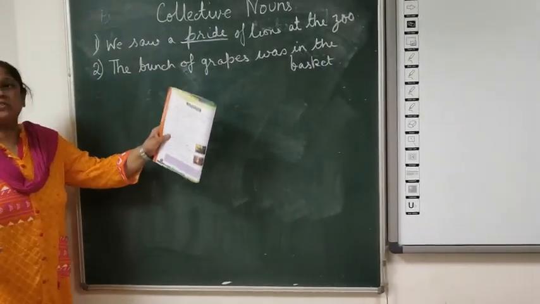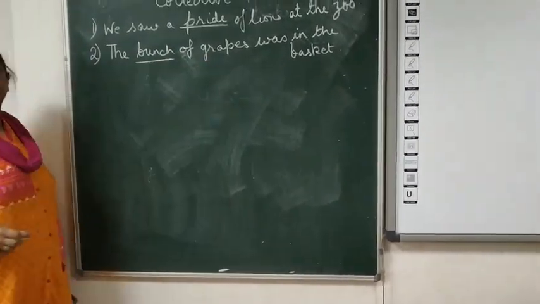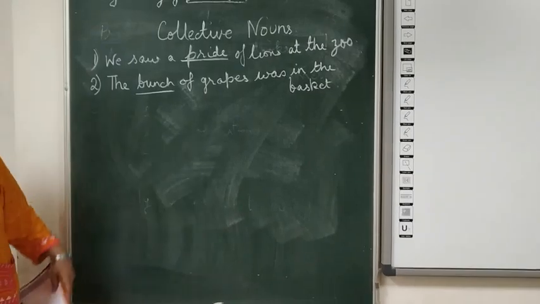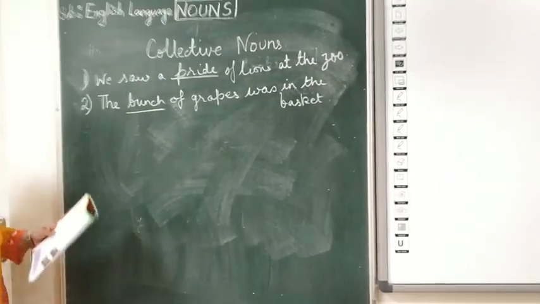The bunch of grapes was in the basket. So bunch, lots of grapes when taken together, is a bunch of grapes. So bunch is a collective noun.